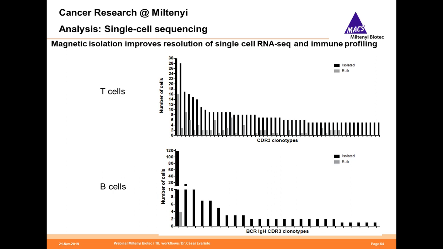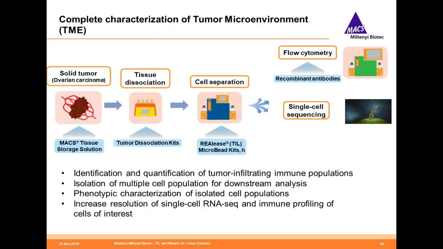For example, a clonotype that was present in 28 T cells in the isolated sample was only present in 3 cells in the bulk sample. In B cells, we were able to identify one clonotype represented in 120 cells from magnetically isolated B cells, but was only found in 4 cells in the bulk sample. These results highlight the degree to which magnetic isolation can improve the resolution of single-cell RNA-seq and immune profiling.